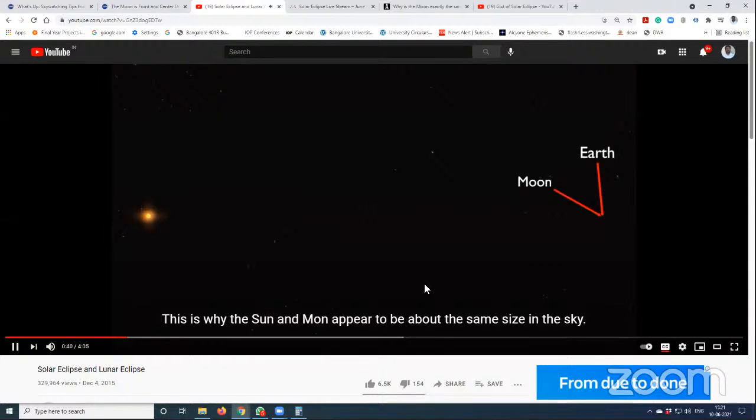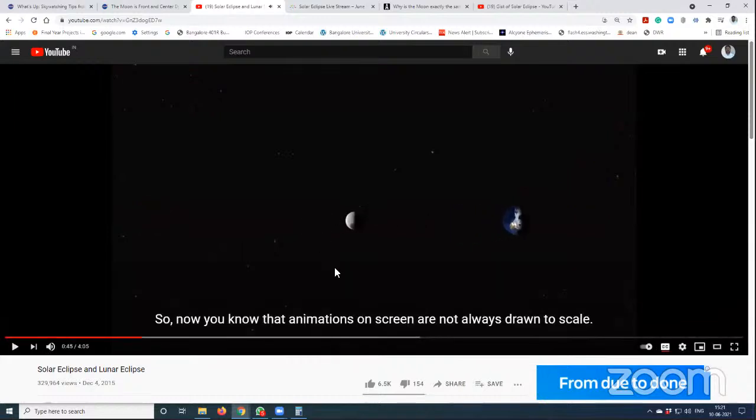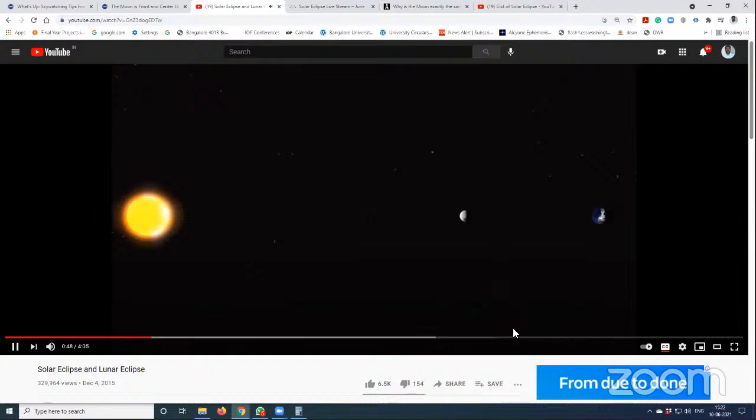This is why the sun and the moon appear to be about the same size in the sky. Now you know that the sun and moon appear to be the same size in the sky. Otherwise, how can the moon coming in between block the entire sun? The sun is about 400 times bigger than the moon, but the moon, a very small object, comes between the Earth and the sun in such a way that it completely blocks the entire radiation coming from the sun. Animations on screen are not always drawn to scale. You can't draw to scale.